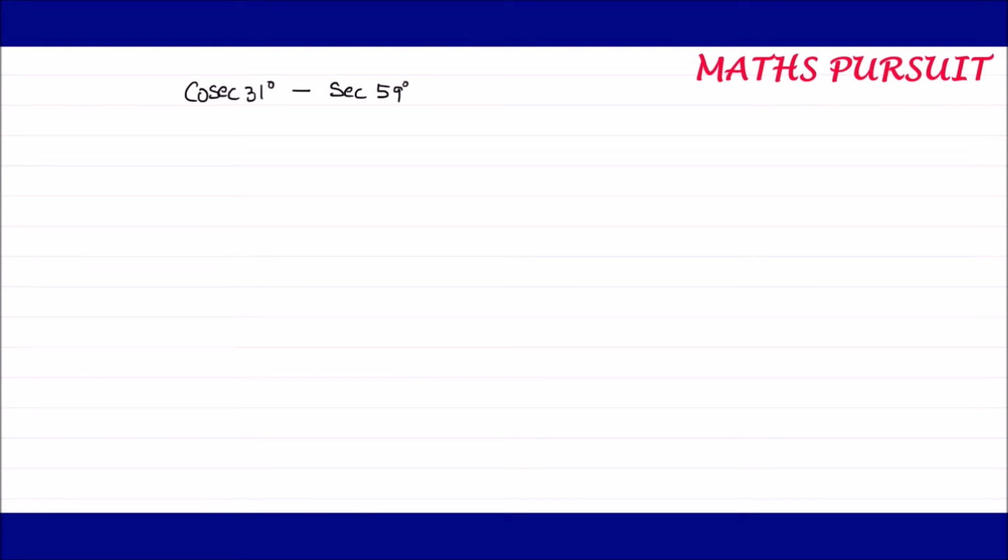If I add 31 plus 59, it is equal to 90 degree. So these two values will always add up to 90. Why? Because trigonometry is completely based upon a right angle triangle, and a right angle triangle always has one angle as 90 degree. Now guys, let us move ahead and see what we can do.